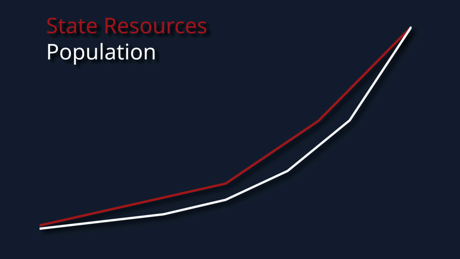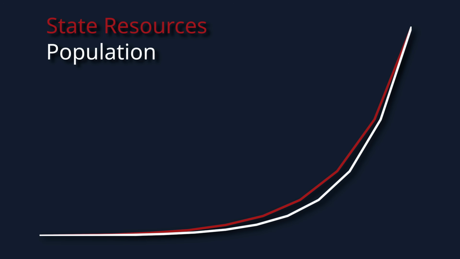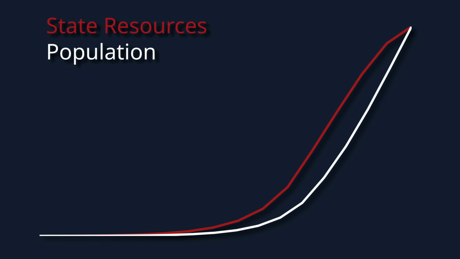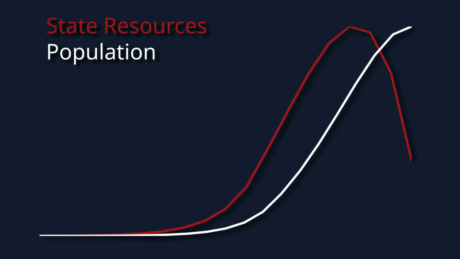Interestingly, if we look at the state resources compared to the population, we see that they kind of change at different rates, with the state resources starting to slow down and eventually dip before the population crashes.